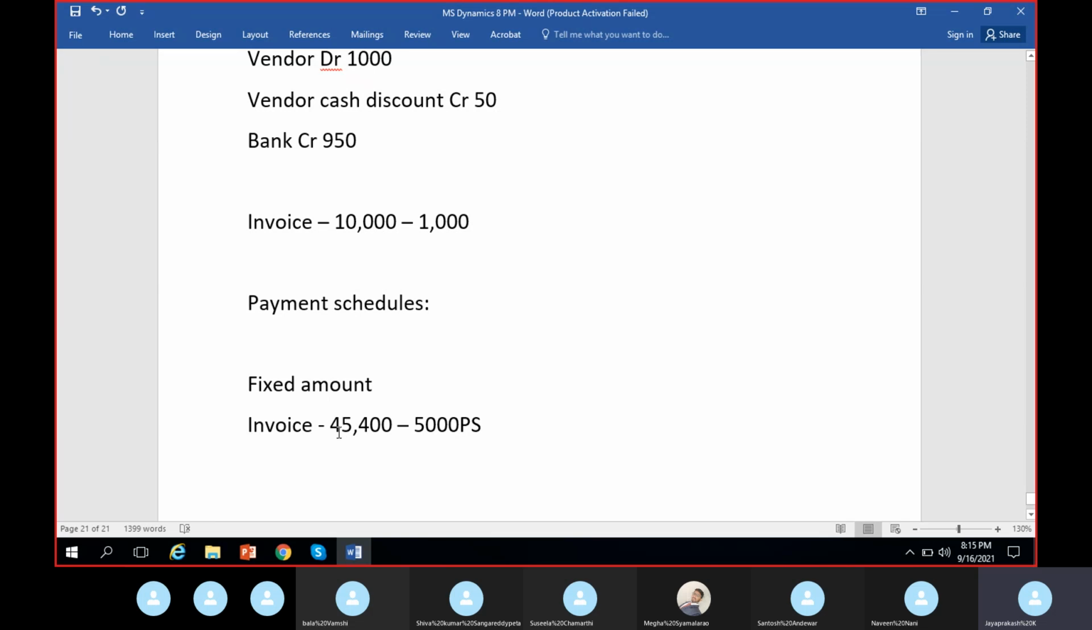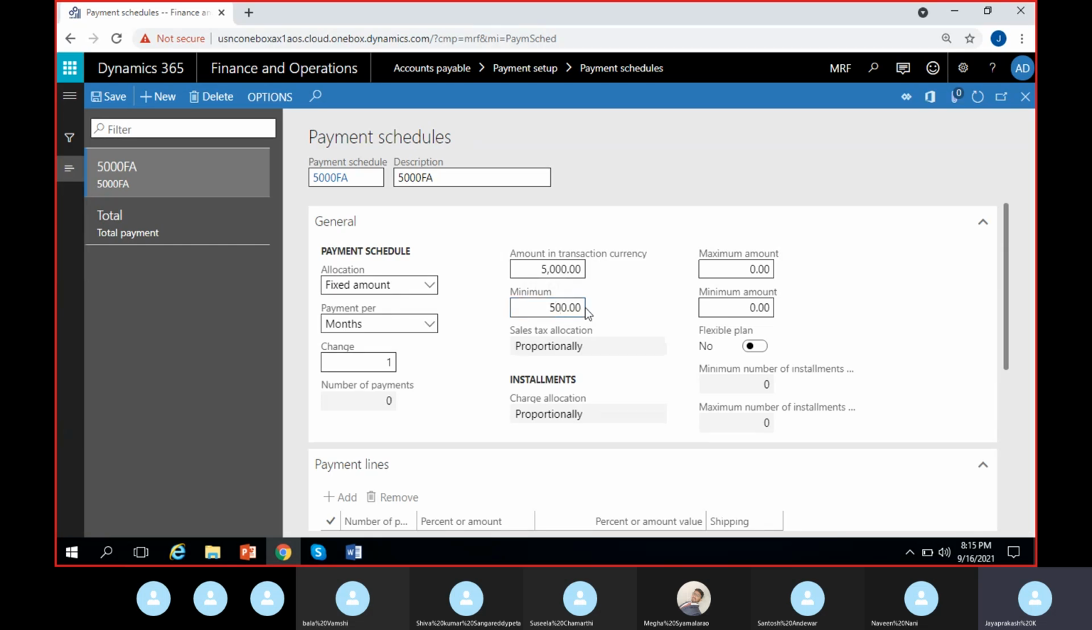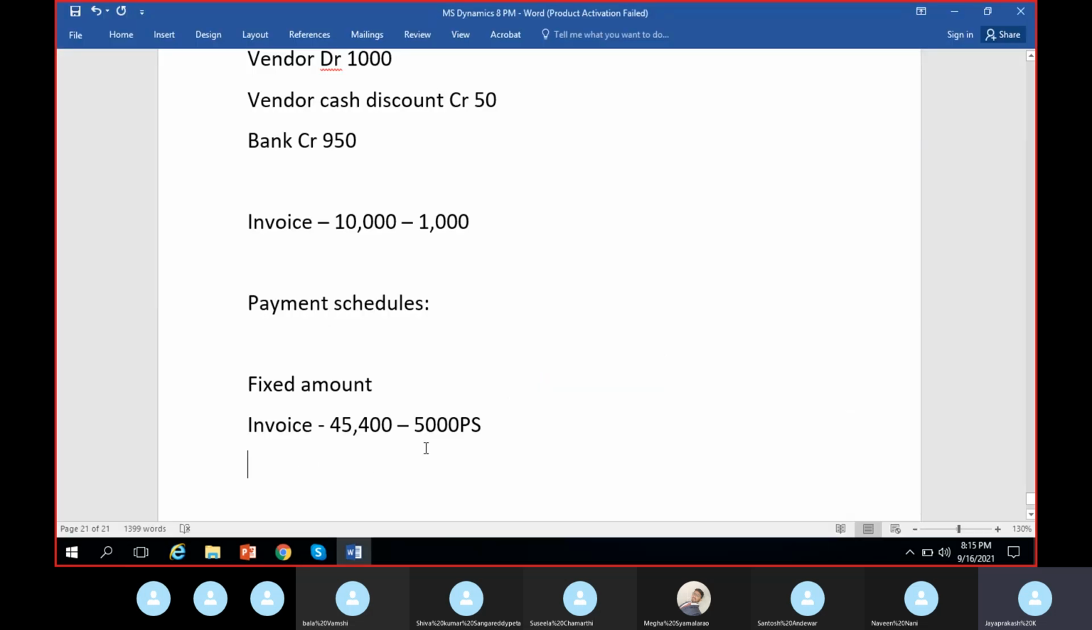Then what happens is, for the 8 installments, it will take 5,000, 5,000, 5,000. So totally 40,000 will be completed on the invoice payment. 5,400 is there, right? Suppose if we divide by 5,000, then the remaining amount will be 400 only. That 400 amount will be less than 500 here. So what the system will do is, it will not create one more schedule for that 400. It will insert that 400 into the last schedule itself. So it will make the last schedule $5,400.